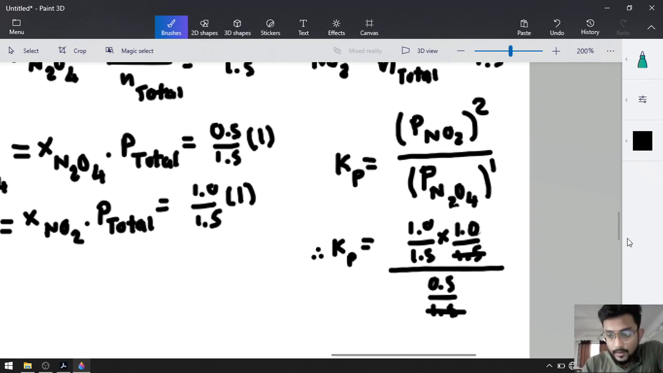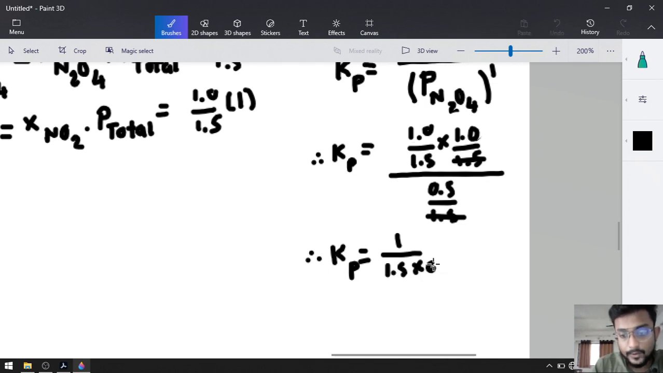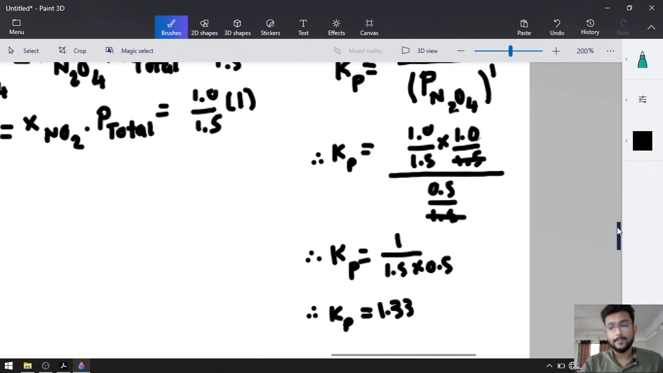Now sort it out carefully. In the numerator 1 is there, and in the denominator 1.5 and 0.5 are there. So 1.5 into 0.5. Calculate this: 1 divided by 1.5 and 0.5. First of all, 1.5 into 0.5 is equal to 0.75. So 1 divided by 0.75, the answer will be equal to 1.33. So Kp will be equal to 1.33. Now we have the value of Kp.